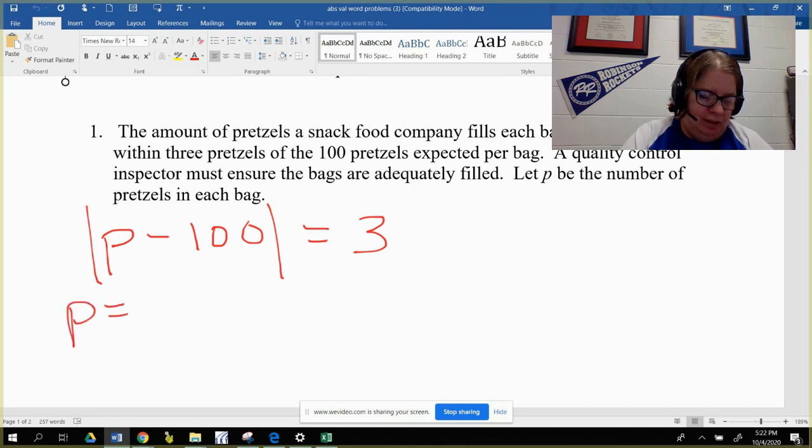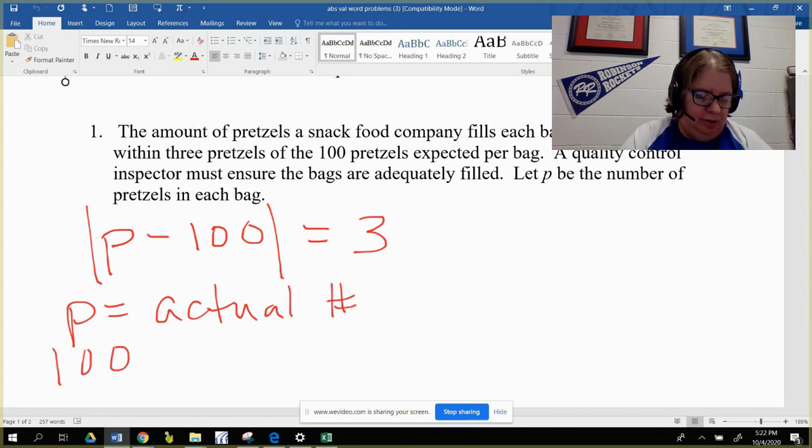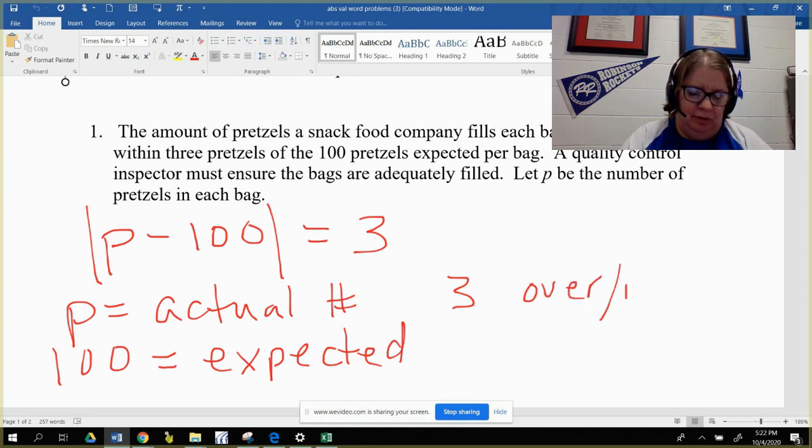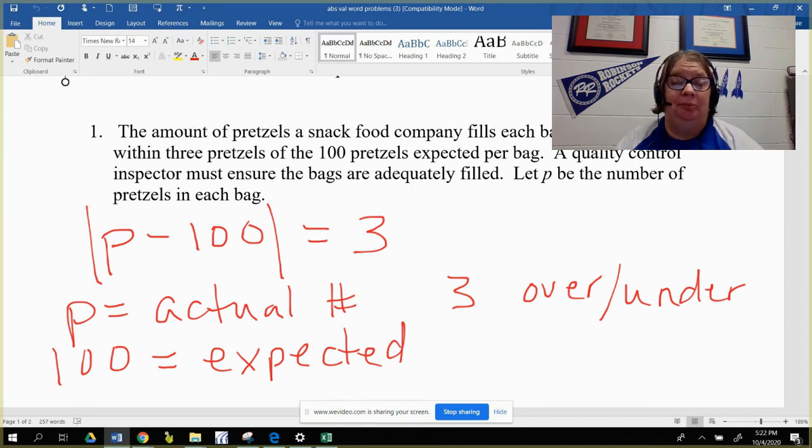So what's P? P is the actual number. What's 100? 100 is the expected number. And the 3 is the over or under, because we can have as many as 3 over, as many as 3 under, and still meet the guidelines. Okay? So that's one way you can formulate an equation. You take the difference. What math operation indicates difference? Subtract. So we have the difference between the actual number and the expected number equals 3.